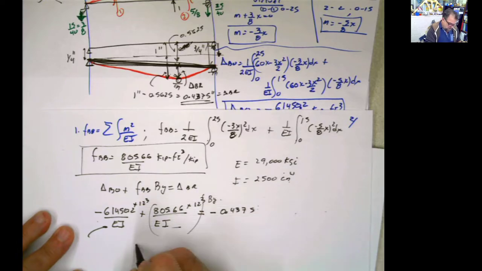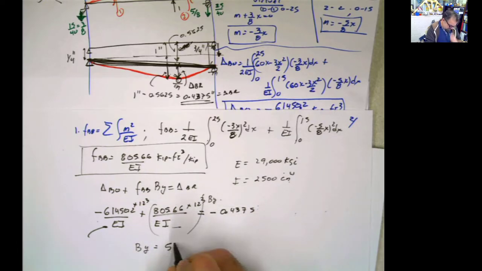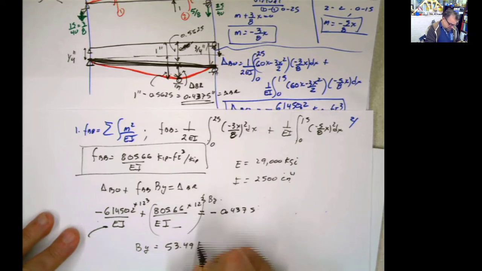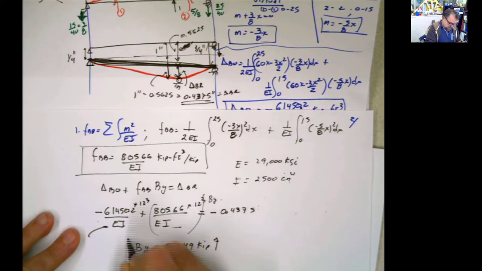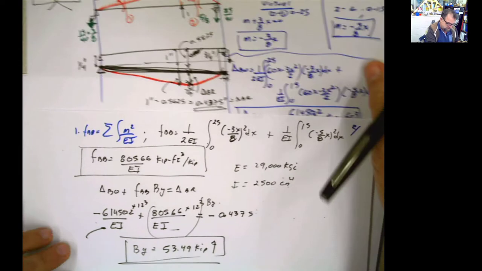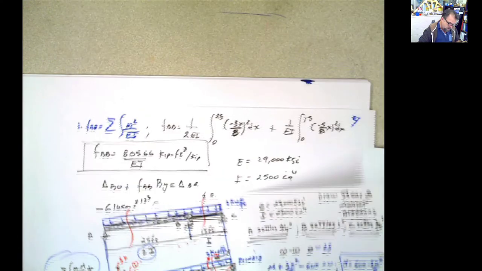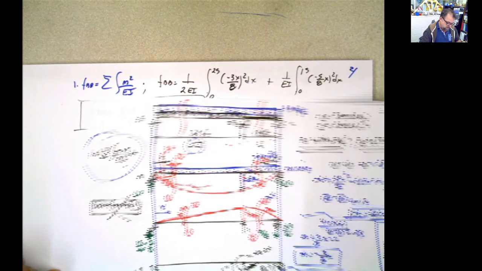Now from here, we can solve for BY, and we can get the value of the reaction of 53.49 kip acting in this direction. Once we have BY, the problem is solved, basically. Now we have to create the shear moment diagram. In order to create the shear moment diagram, we have to calculate the rest of the reactions. Let's calculate the rest of the reactions.